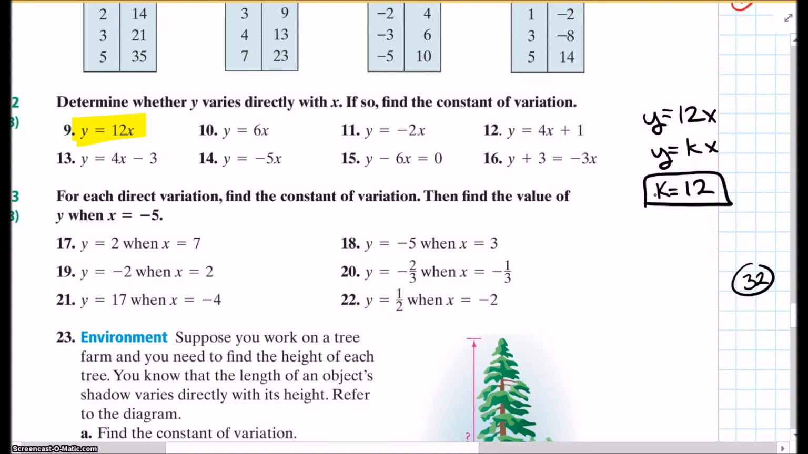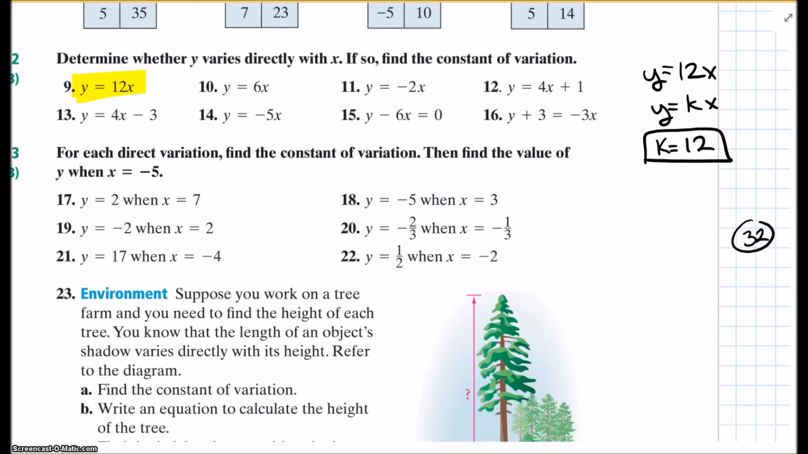Okay, number 13, right below it. y equals 4x minus 3. Well, how many terms are in there? 3. Are there any terms that are not x or y? Yes. So this is not a direct variation.